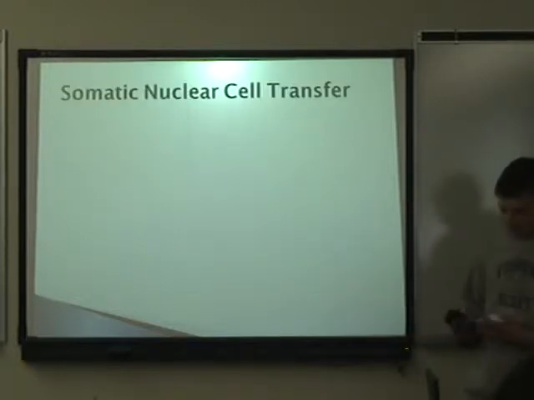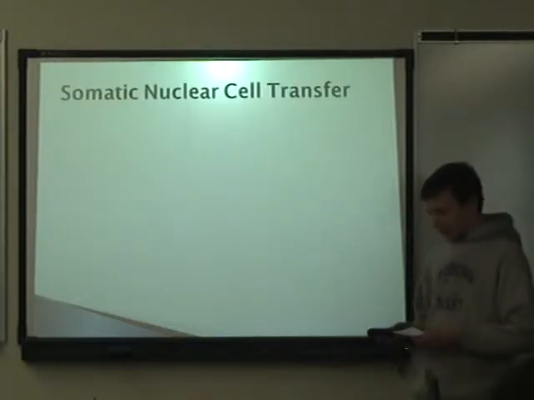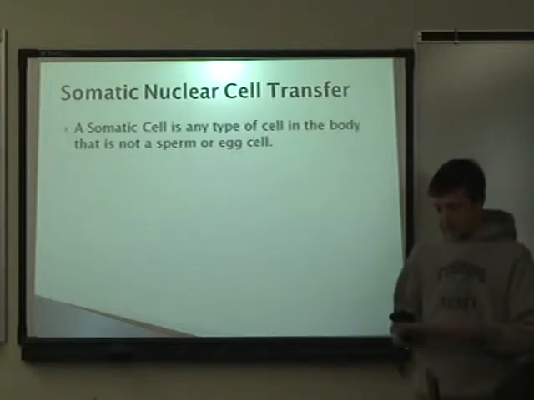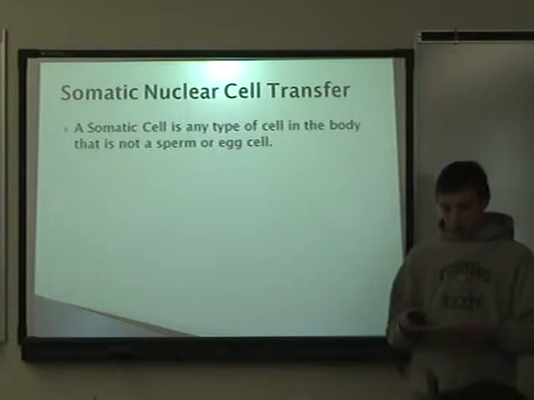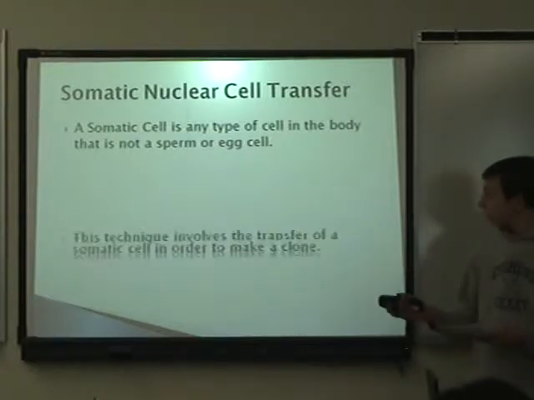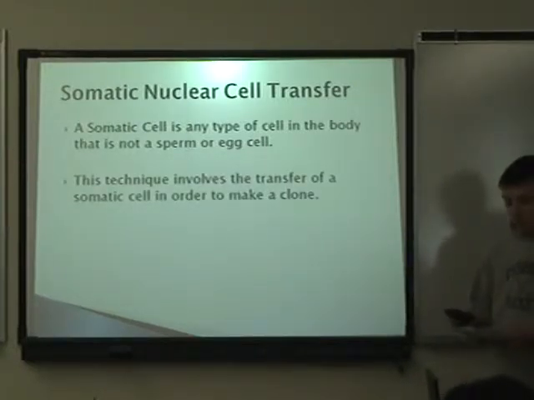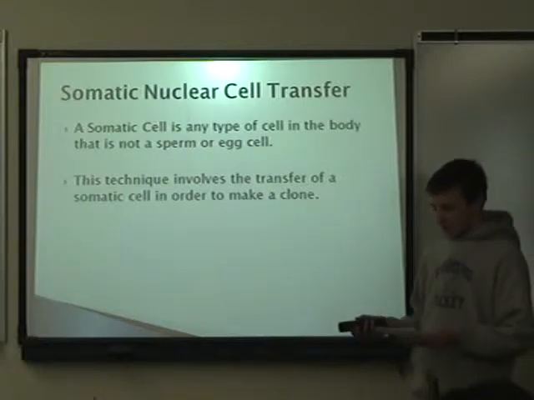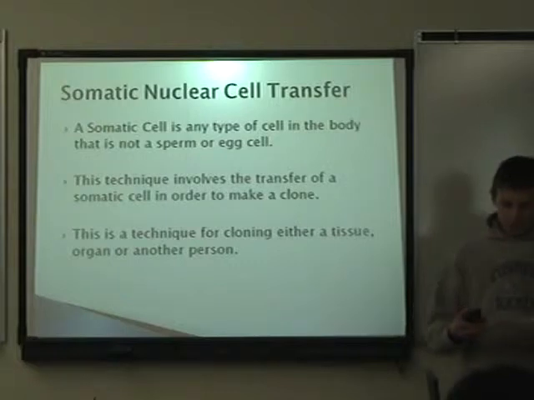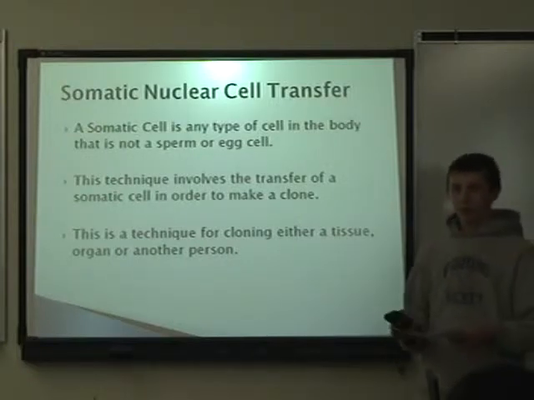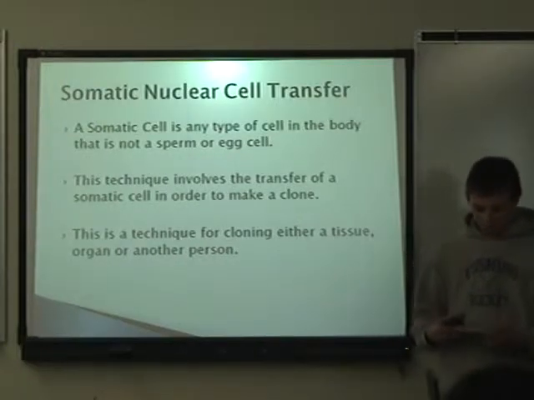In somatic cell nuclear transfer, first, a somatic cell is any type of cell in the body that is not a sperm or an egg cell. It involves the transfer of the somatic cell to make a clone, and this method can be used to clone a tissue, organ, or another organism.